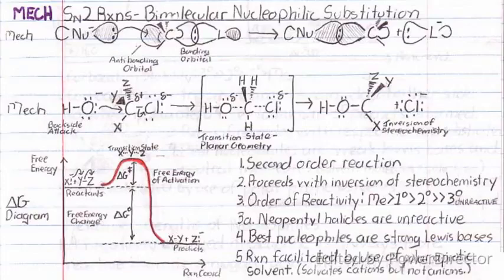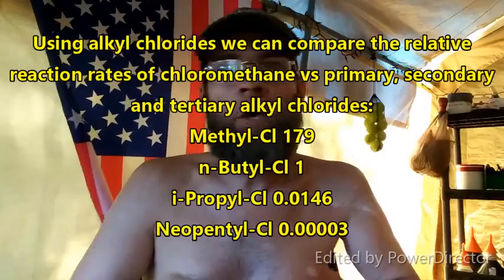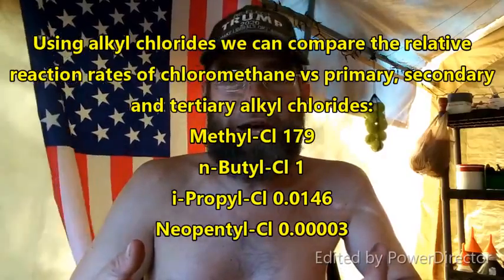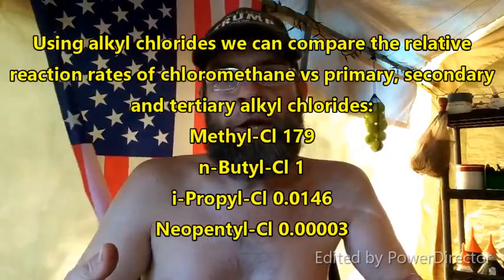The order of reactivity is about what you would expect for an SN2 reaction. Methyl groups are amongst the most reactive, so this reaction is particularly well suited for making diiodomethane. Primary alkyl halides are also reactive. Secondary, not so much, and tertiary and neopentyl halides are completely unreactive.